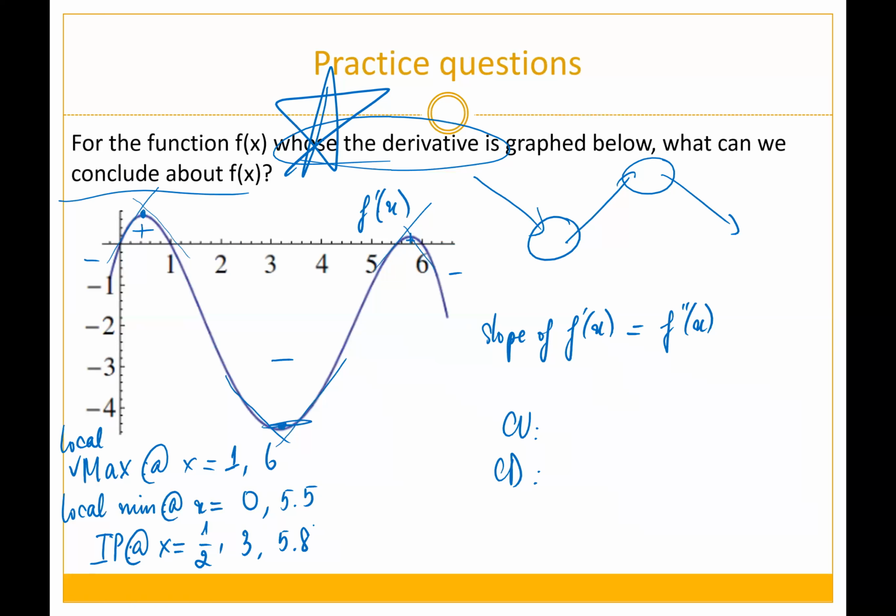Now let's see which part is concave upward. The slope of that is going up here, so this is a positive f double prime of x, which is going to give it, maybe I would write down here. So from here to here, it is concave upward. Now the slope is going down, so here to here is concave downward, up again. This one concave upward, and then from here it is concave downward because the slope is negative. And so that's everything that we can conclude in this question based on the graph of f prime of x.